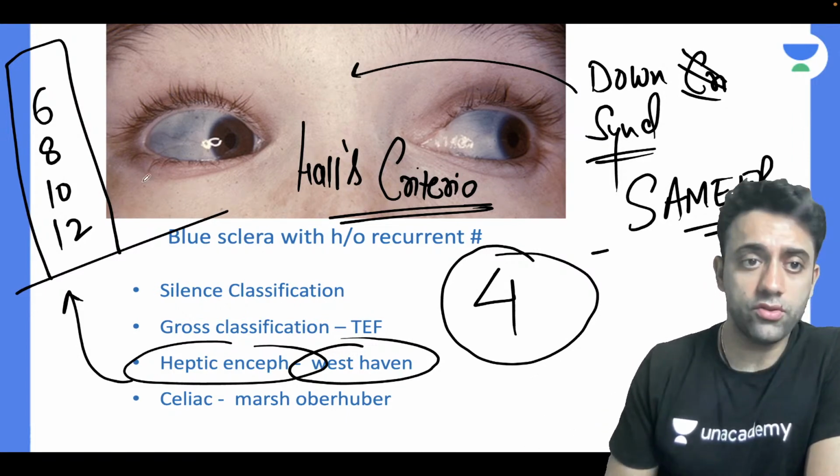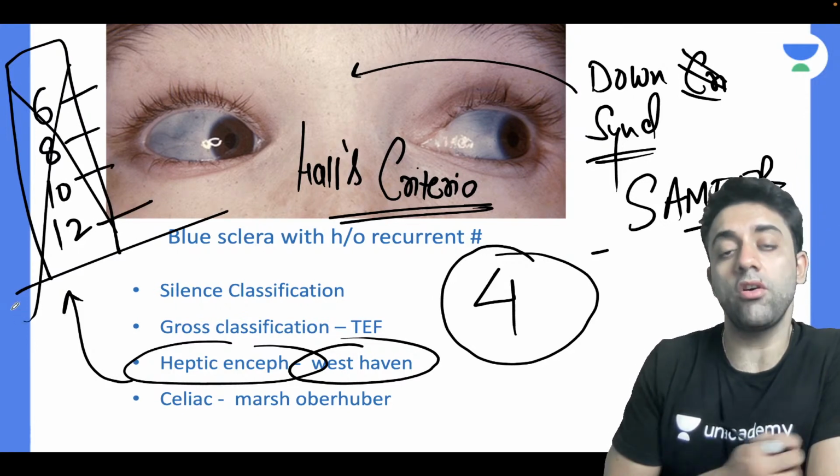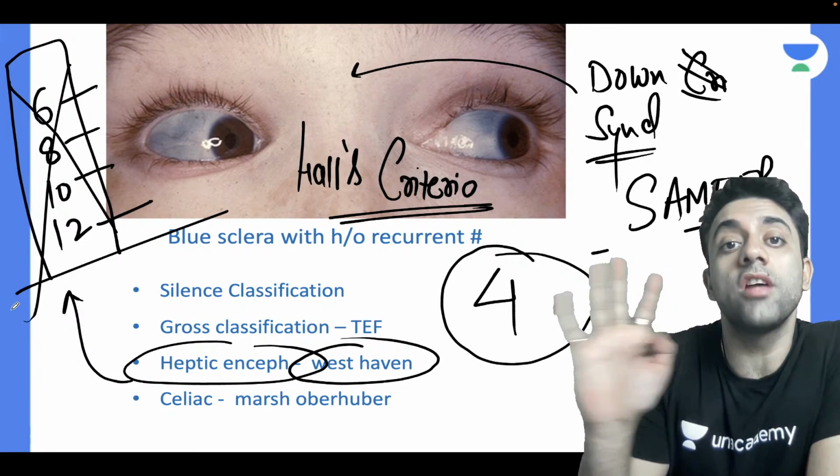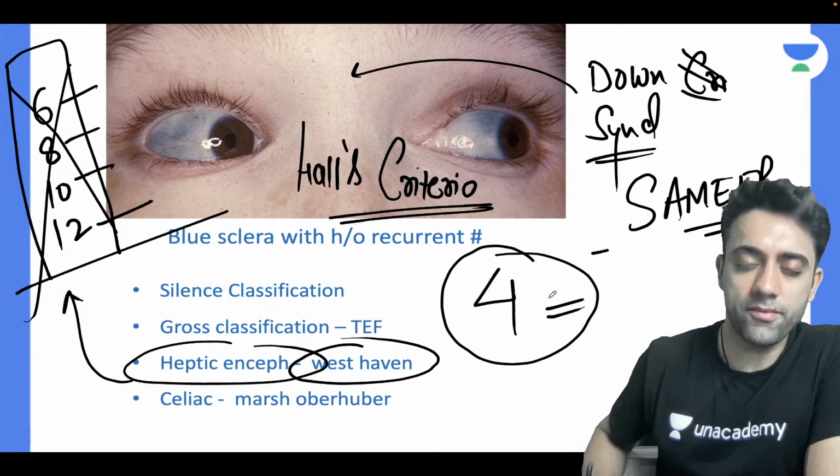Okay, so remember one thing: 6, 8, 10, 12, what is the right option? No option is right, all four options are wrong. All four options are wrong. There is no right option. The best option is we have four. There are four stages of hepatic encephalopathy.